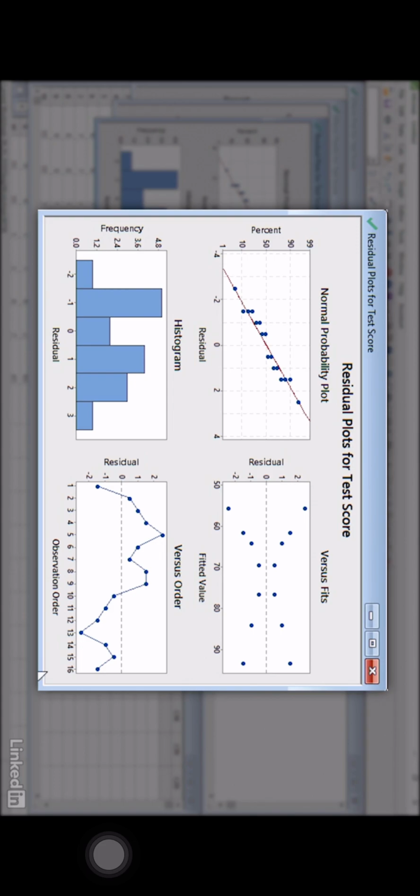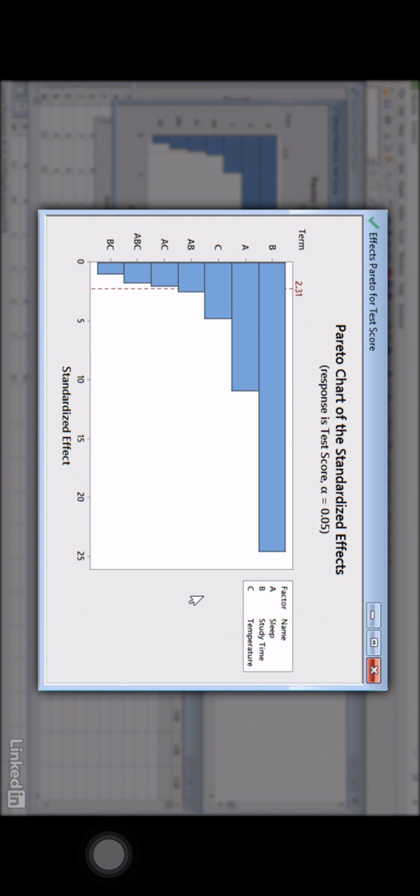And OK. The residual plots look normal and random. That's good. The effects plot for Pareto will prioritize the biggest effect to the smallest effect. We have the Pareto chart. It shows in a prioritized way which effects are biggest. B is the biggest, and that's study time, followed by A, that is sleep, followed by C, which is temperature, and an AB interaction would be your sleep-study time interaction. The red line here is an indication of significance based on the alpha value of 0.05, which is our significance level that we set.